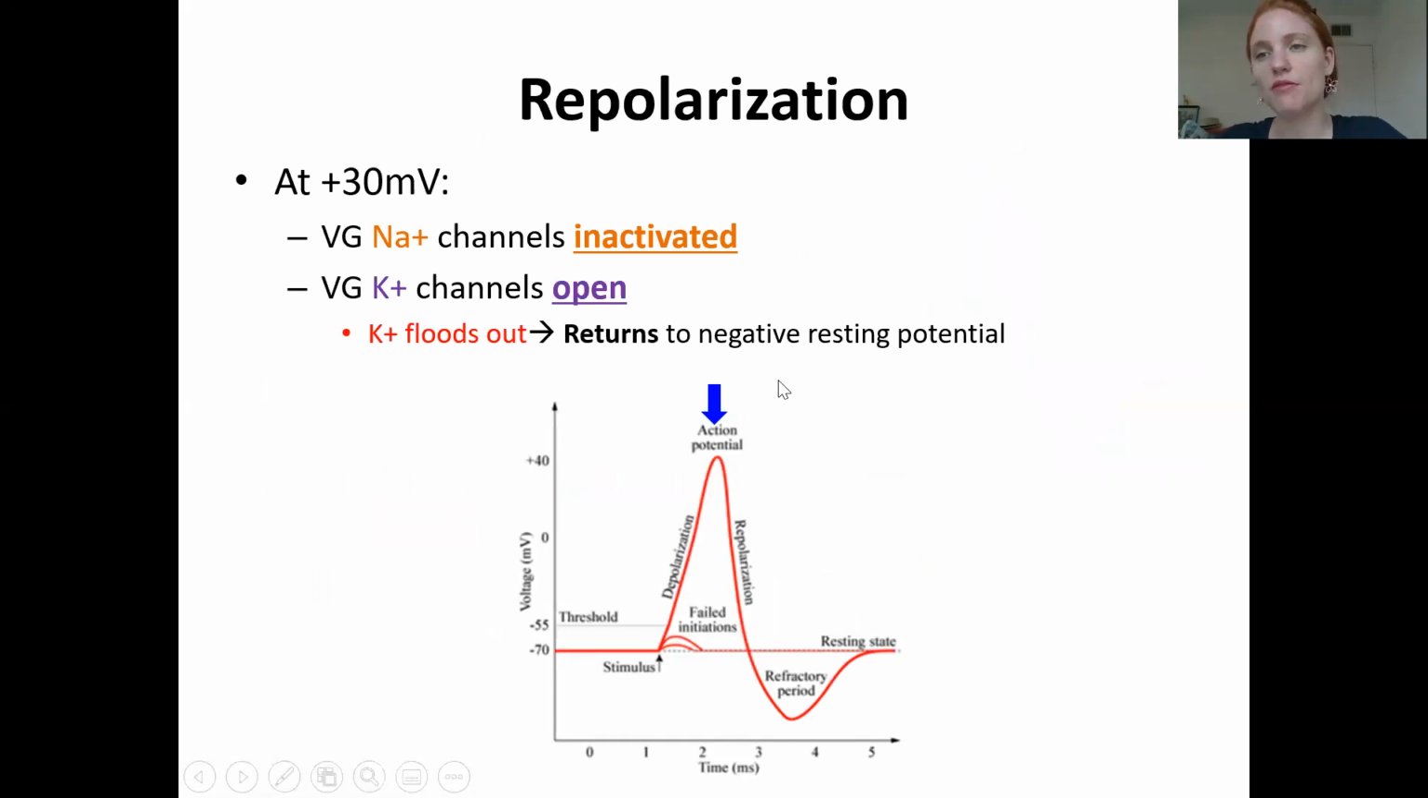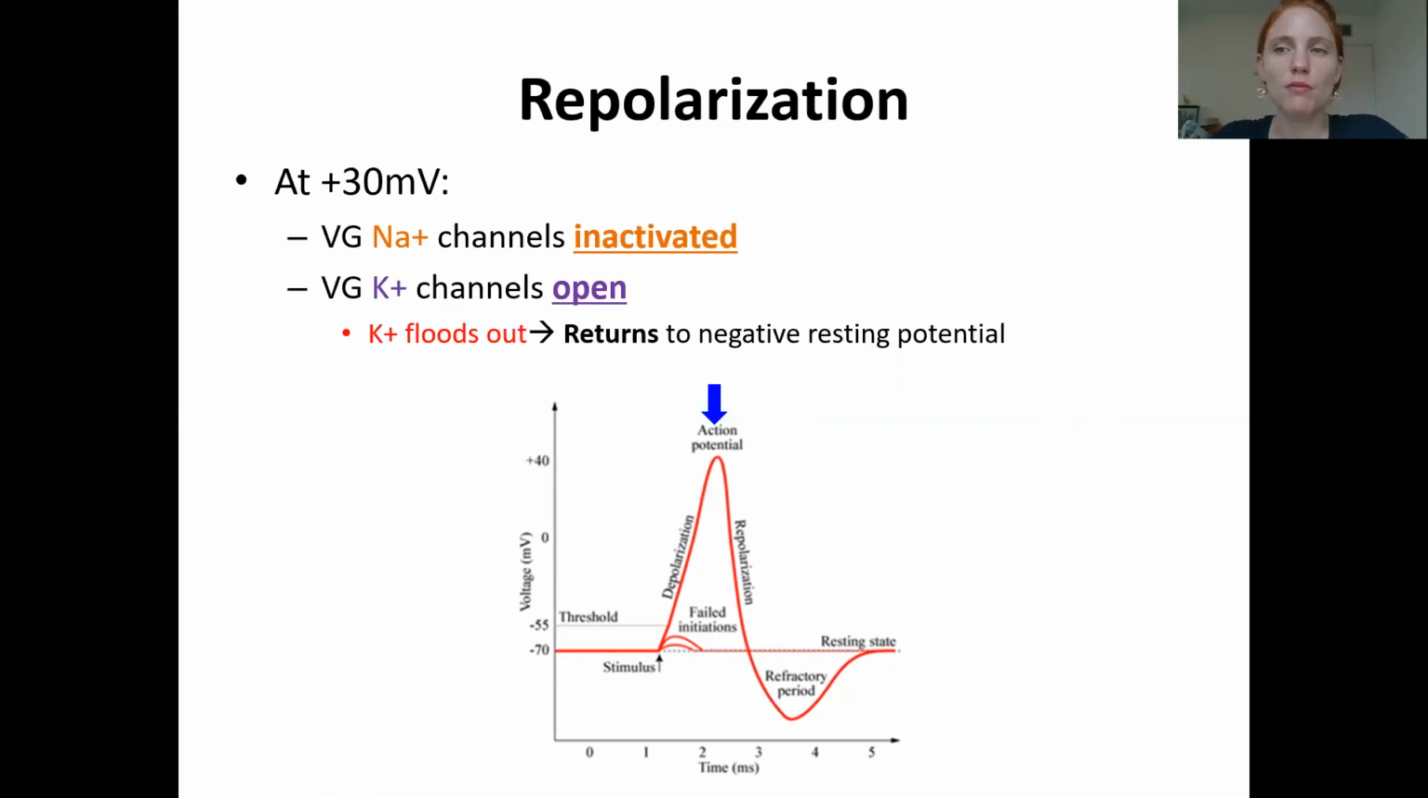Now remember, when I say voltage-gated channels, they open at a particular charge and then close at a particular charge. So remember, it's a range. Once it becomes too positive, those sodium channels are going to become inactivated. And when they're inactivated, that means that the sodium can no longer come in. So no positive ions coming in at this point. The second thing that happens at this time is that the voltage-gated potassium channels, which were closed, now open.